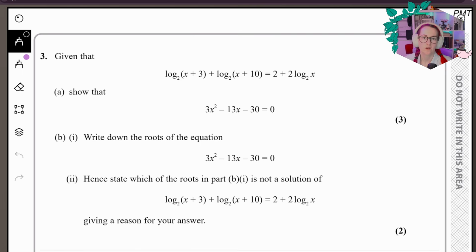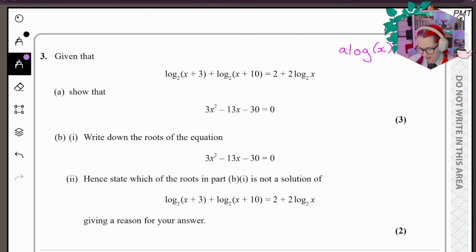Okay. Question 3. So we've got logs, so we're going to need some log laws would be my guess. And given this, we need to show some stuff. So things that would be useful to know to start with: a log x is the same as log of x to the a. Log of xy is the same as log of x plus log of y.